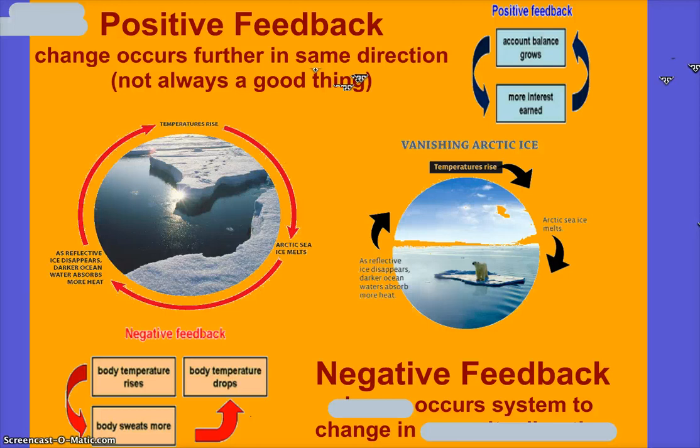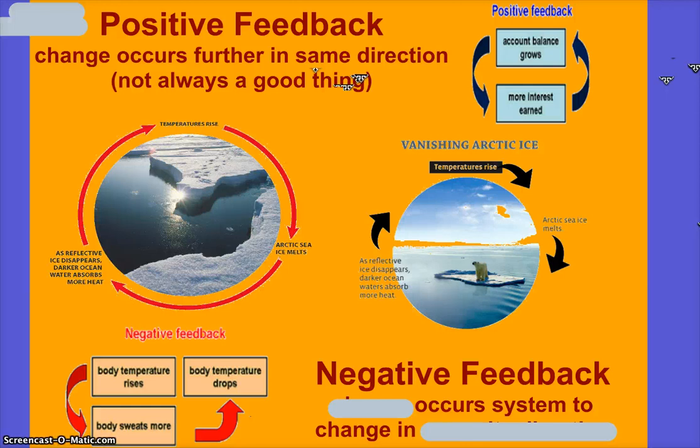I'll give you another example. As global warming happens, water temperatures increase, causing evaporation. Water's a greenhouse gas, which leads to warming, which leads to more evaporation, which means more greenhouse gas, yes, positive feedback loop. There's so many.